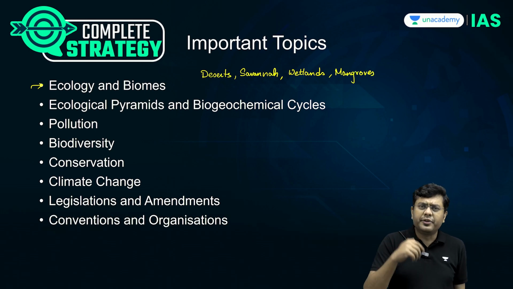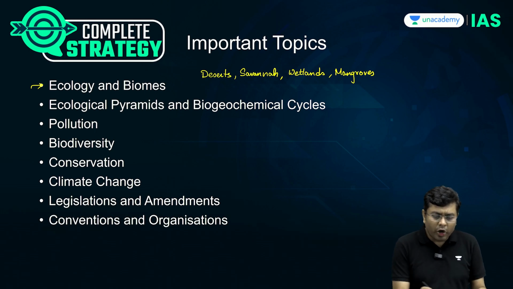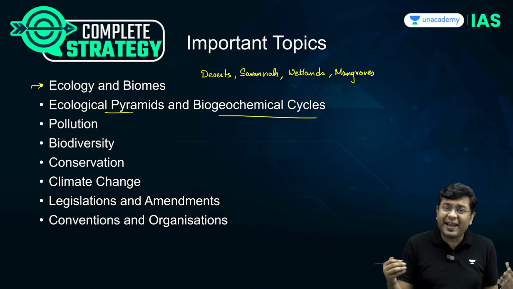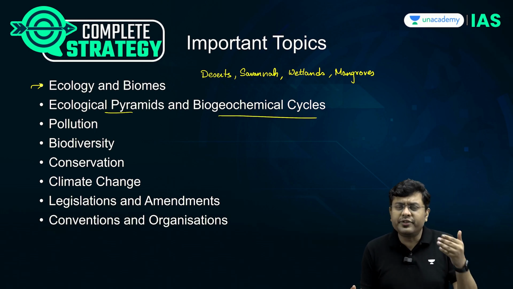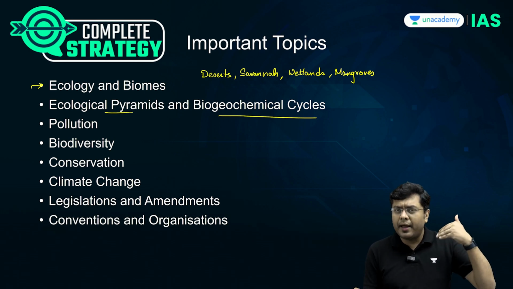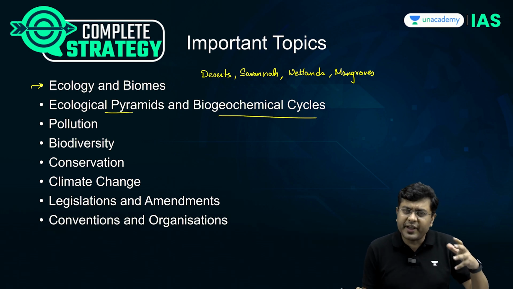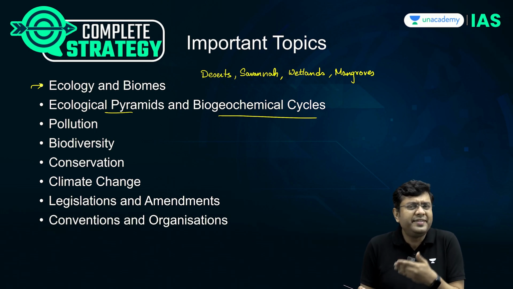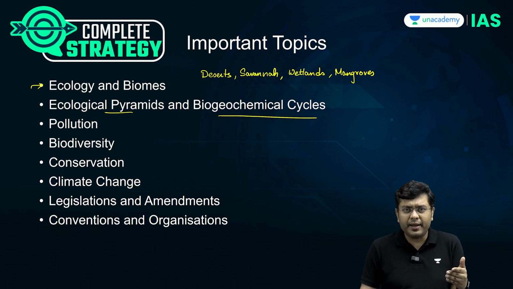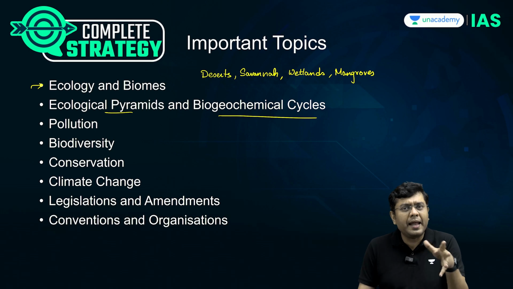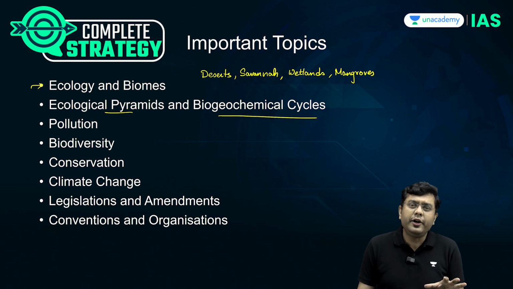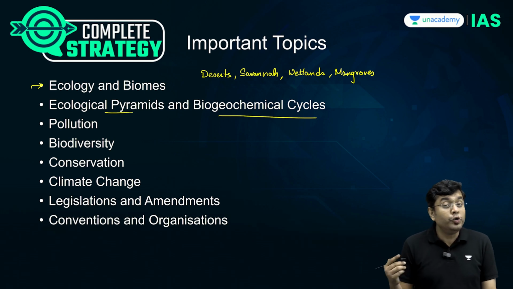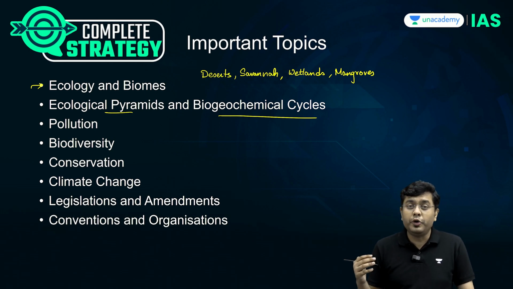Then, for example, when we talk about wetlands, mangroves, these ecosystems need to be understood. The government schemes associated. Then ecological pyramids, biogeochemical cycles, that is oxygen cycle, nitrogen cycle, water cycle, carbon cycle, sulfur cycle, phosphorus cycle. If UPSC has been repeating questions from that area, and these areas are simple and can be covered easily, why not do that? Concentrate on this.